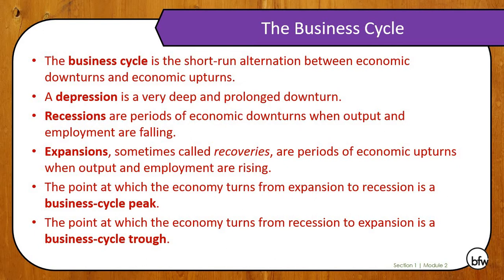Now, the business cycle is the short-run alternation between economic downturns and economic upturns. A depression is a very deep and prolonged downturn. Recessions are periods of economic downturns when output and employment are falling. Expansions, sometimes called recoveries, are periods of economic upturns when output and employment are rising.